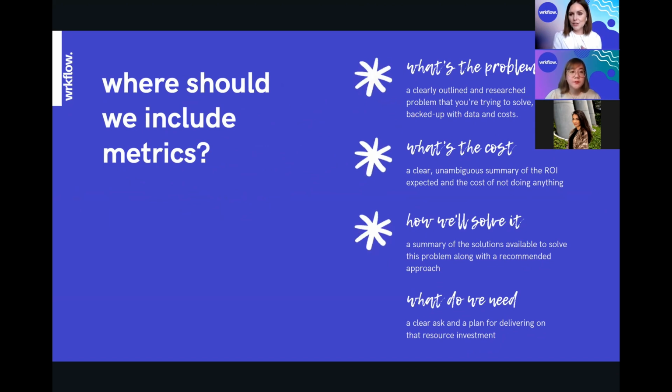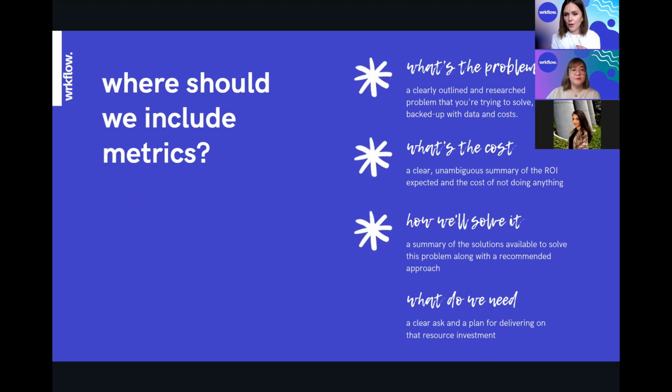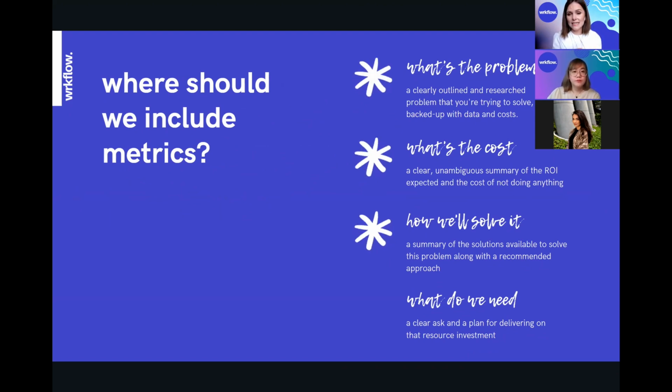So first of all, where should we include metrics? I've put little stars here against those 4 components that we've already gone over. So what's the problem? You want to include metrics if you can, if you have that data, both quantitative and qualitative, in that problem statement framing. So that's really, really key. As with anything, if you have data to back up a point, people will be more likely to believe it, and it just validates your position.